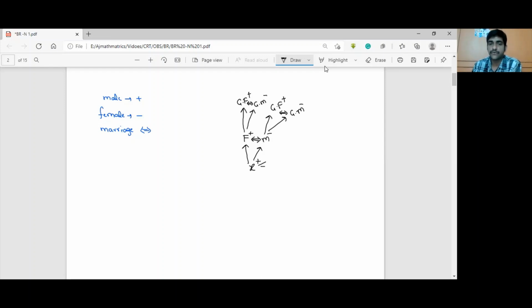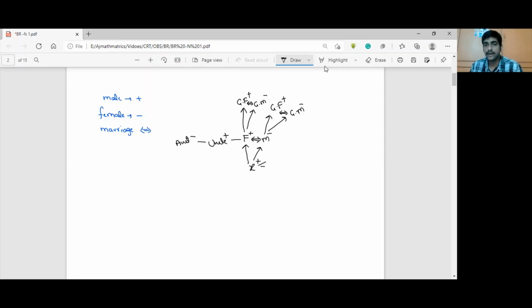Next, when it comes to your father's generation, so this is your father and your father's brother. Your father's brother we can call uncle. So when I say your, that means X. So your father's brother is uncle, your father's sister is aunt.